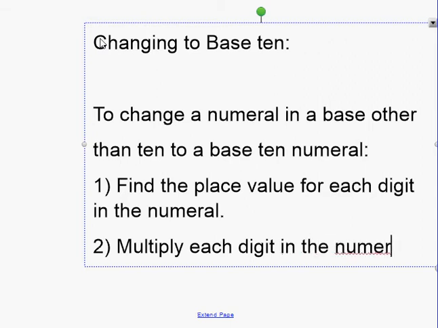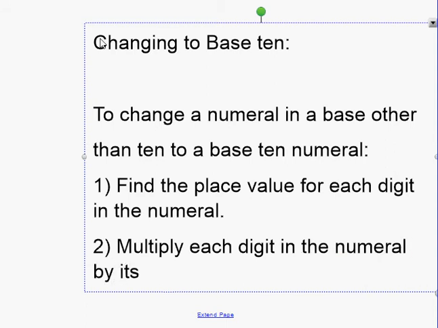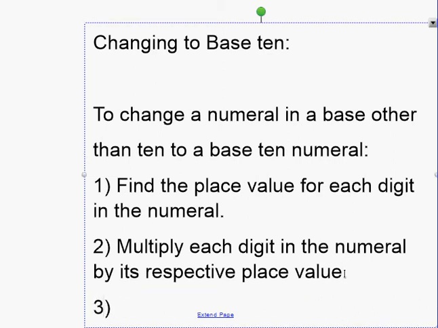Now, computers also use base 2 and base 8. Base 8 is called an octal system. And they sometimes also use base 16.